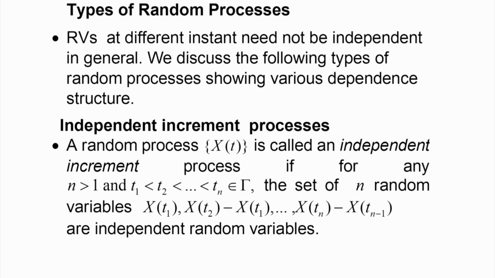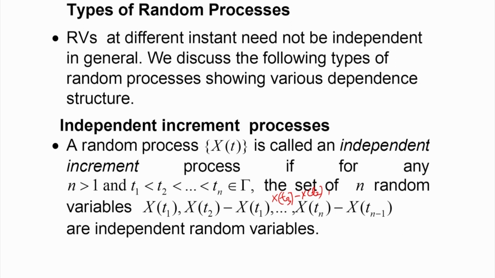Then the next increment, for example, will be xt3 minus xt2. So this is another increment. Like that, we can consider all the increments. If these increments are independent random variables, then we call this process an independent increment process.